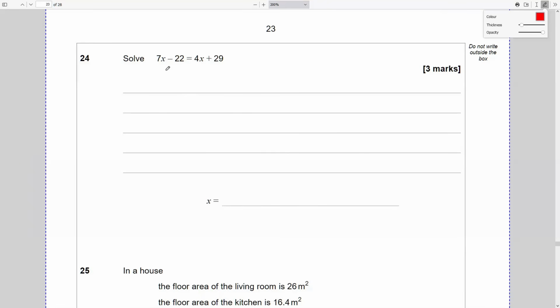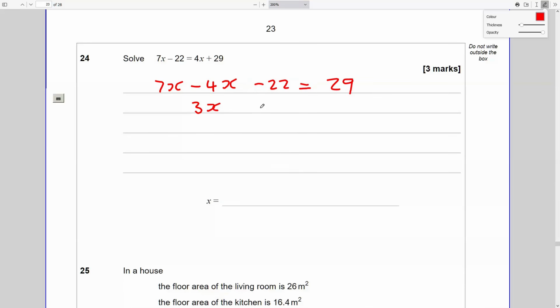Solve 7x minus 22 equals 4x plus 25. That means we've got to find the value of x. Let's bring all the x's one side, so 7x. We're going to take 4x from both sides. So I go minus 4x. And just see it is disappearing from there. I could show it as minus 4x, but I'm doing the same there. I'll leave the minus 22 for now. Equals 29. So 7x minus 4x is 3x.